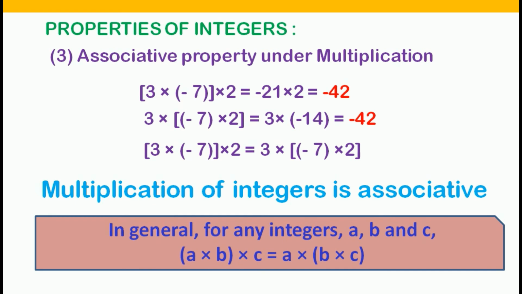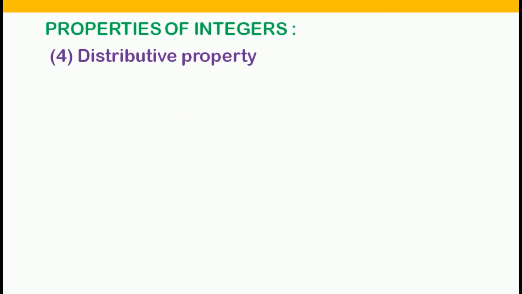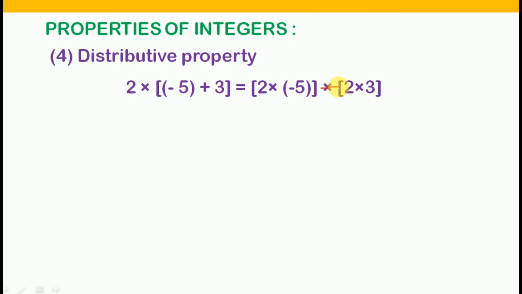In general, for any integers a, b and c, (a into b) into c is equal to a into (b into c). So what do we conclude here? Integers follow the associative property under addition and multiplication, but not under subtraction and division. So let us move on to another property, that is the distributive property.